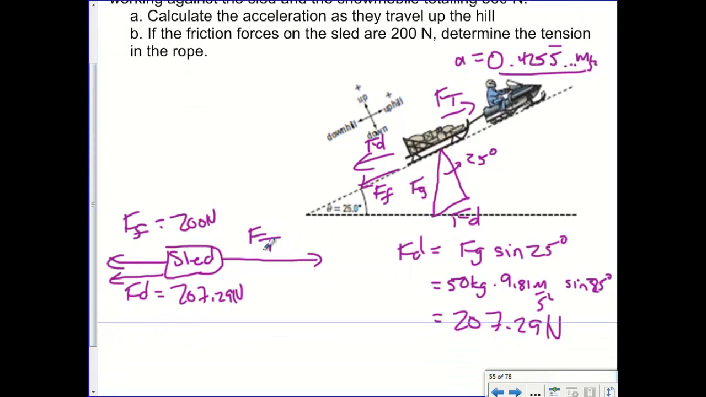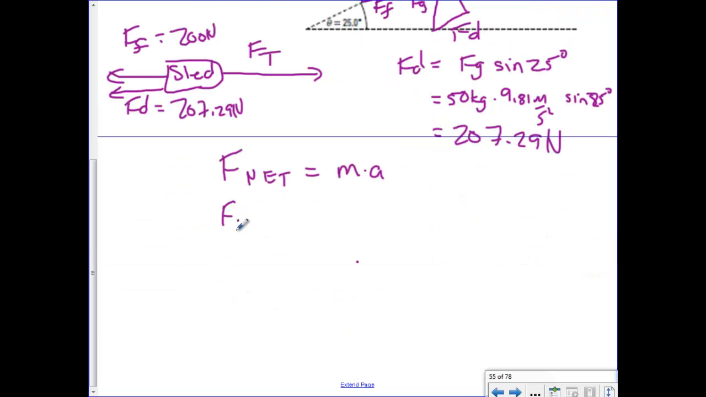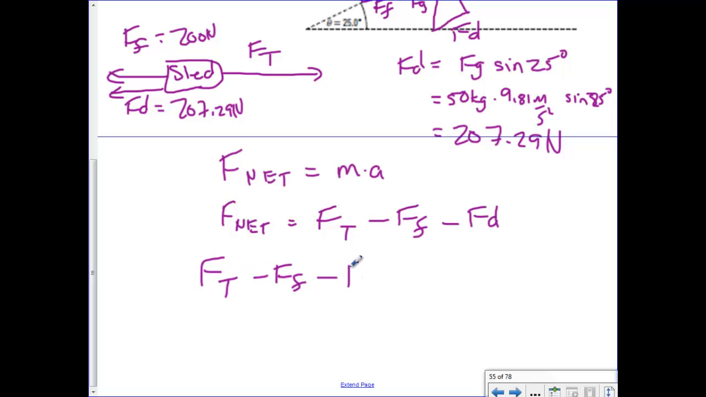So then we need to find the tension force. Okay. So I'm going to combine a couple of formulas here. F net is going to be equal to mass times acceleration. But my F net is also going to be equal to the tension force minus the friction force minus the downward force. Does that make sense, that idea of your total forces would be tension minus friction minus downwards? So if I combine this all together, I could say it like this. My tension minus my friction minus my downward force should be equal to mass times acceleration.